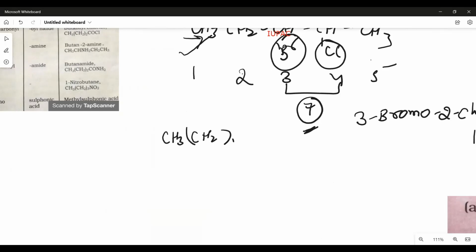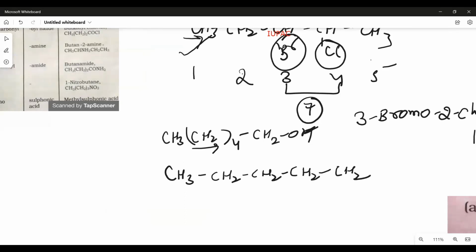These presentations are very much important. Suppose you are having this kind of molecule. So these CH2 are present in a straight chain, like CH3, 1, 2, 3, 4. Then one more CH2 and OH. So you will see the OH is present as a functional group here, and no other functional group is present in this molecule. So the suffix will become OL.